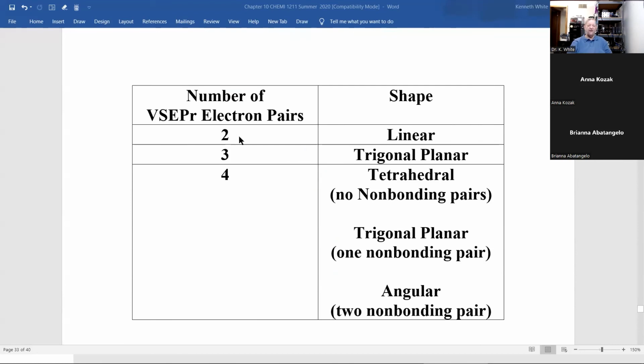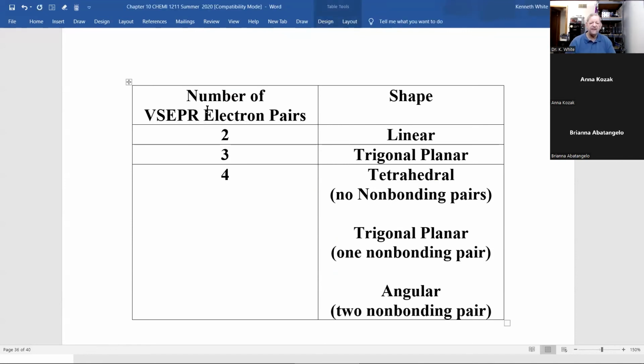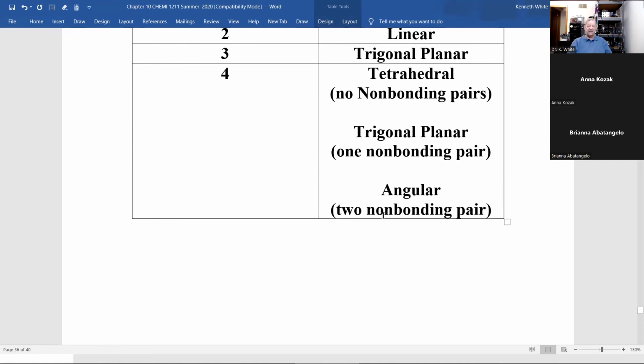And if you have 1 pair of VSEPR electrons, and that should be a capital R, it's going to be linear. 2 pair, trigonal planar, and 4 pair, there are different possibilities. Tetrahedral, when you have no non-bonding pairs of electrons. Trigonal pyramidal, 1 pair of non-bonding electrons, and angular, 2 bonds, 2 non-bonding pair.